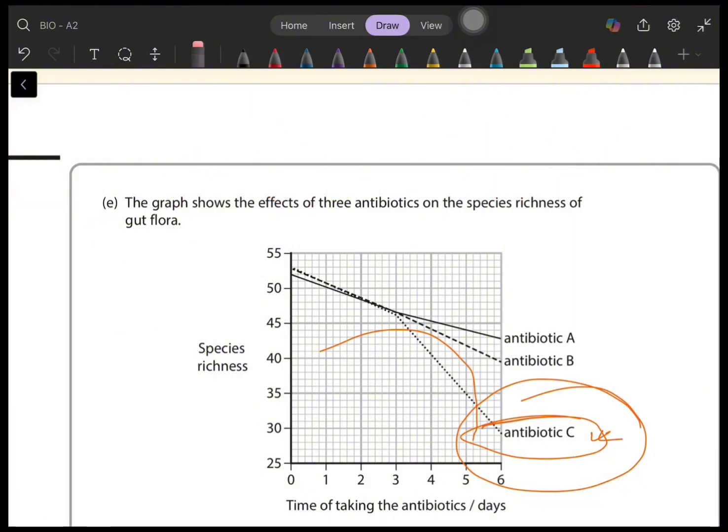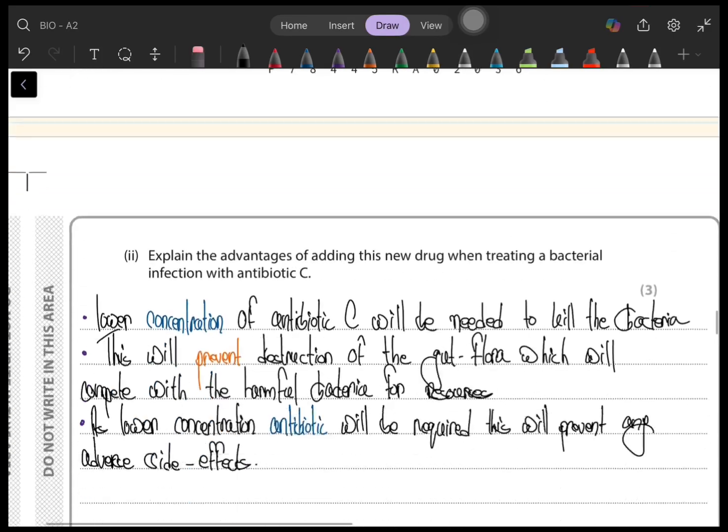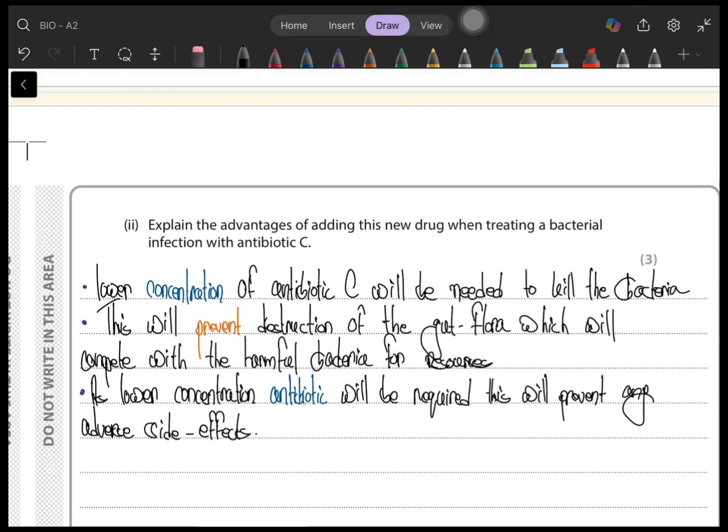So this is what I have basically written down in my answer. Let's take a look at it. Lower concentration of antibiotic C will be needed to kill the bacteria. This will prevent the destruction of the gut flora, which would compete with harmful bacteria for resources. As a lower concentration of antibiotic will be required, this will prevent any adverse side effects as well.